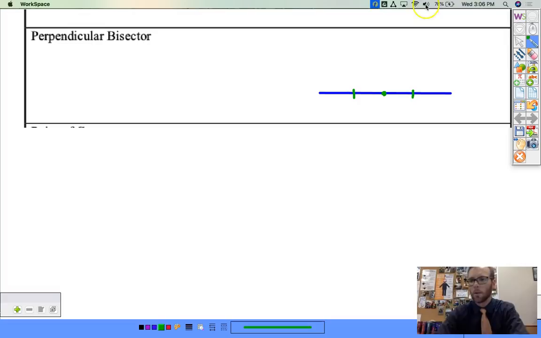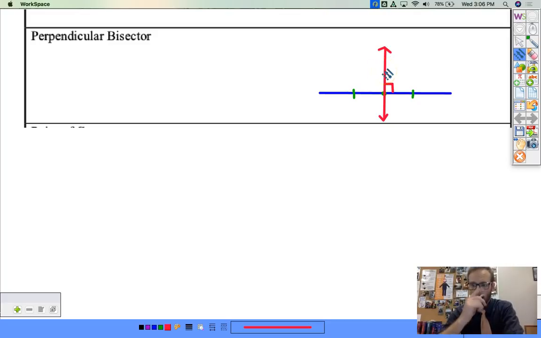Of course, our perpendicular part means we need to be intersecting to form a right angle. So let me draw a line. It could be a segment, could be a ray, could be many things. It does not have to be a segment like our blue segment there. There we go. So, segment bisector.